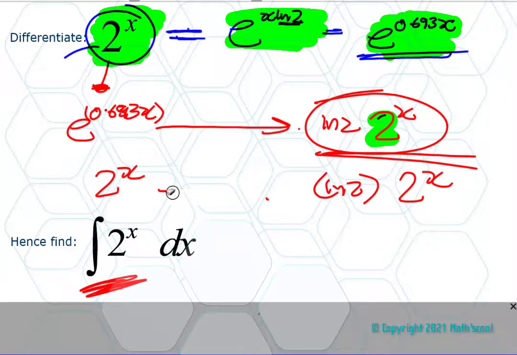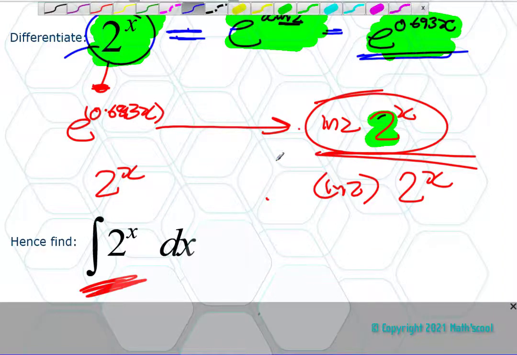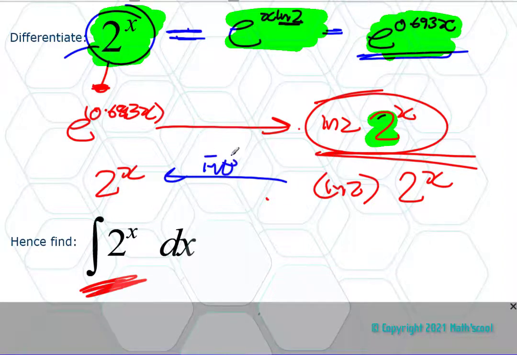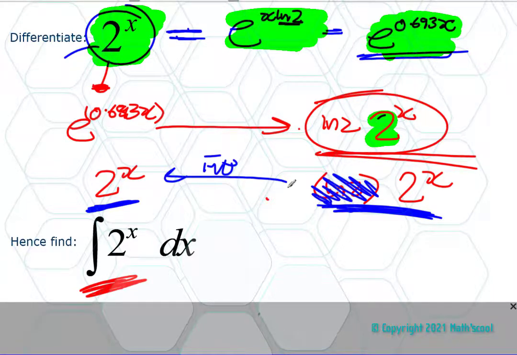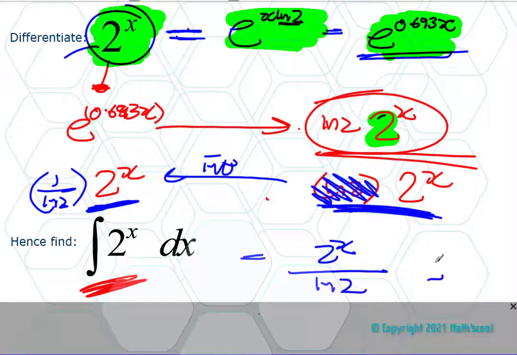arrow to go the opposite way, and I'll be integrating. So the integral of this, ln 2 times 2 to the x, would be this. But I need to get rid of the ln 2, I just want to integrate 2 to the x. So divide by ln 2. And so the answer is 2 to the x over ln 2 plus c.